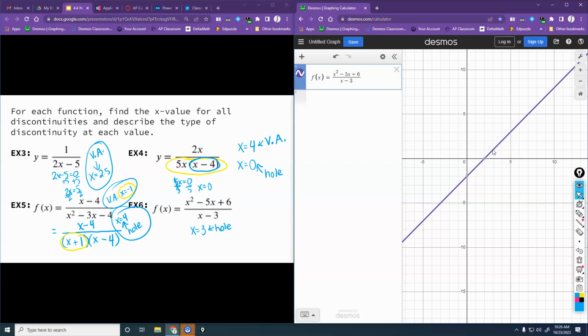Now, if I wanted to, I could factor this top. It would be x minus 2, x minus 3 over x minus 3. So you can see how that x minus 3 is in top and bottom, so that's why you have a hole instead of just a vertical asymptote at that point. And this would be your only discontinuity for that one. Okay, questions?